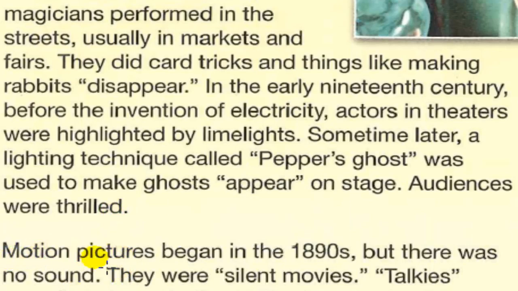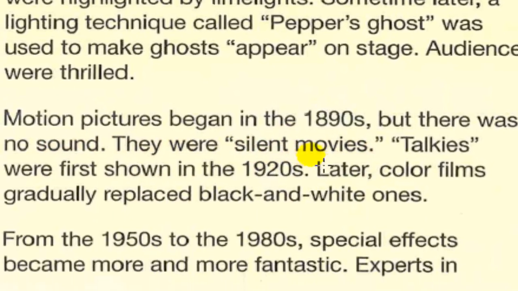Three, motion pictures began in the 1890s. In the 1890s, they started to have motion pictures. They put the pictures and the photos next to each other and made the camera move them, such as the movies of Walt Disney film, Tom and Jerry, and these things. But there was no sound, and also Charlie Chaplin movies. They were silent movies, such as Charlie Chaplin movies and Laurel and Hardy.